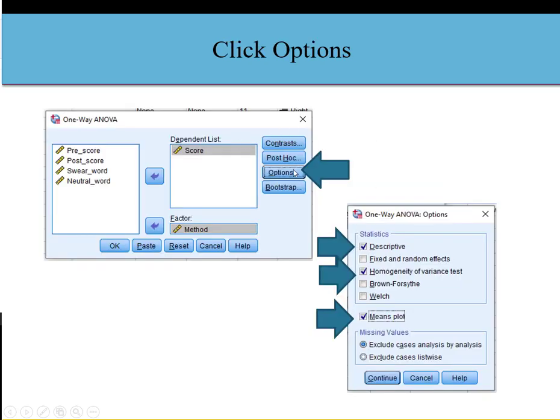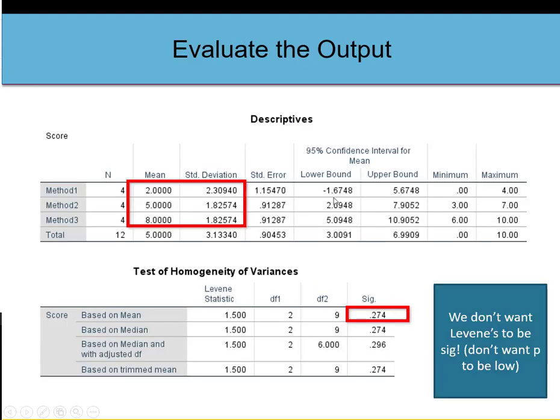Now I've clicked options and this will pop up, and we want descriptive statistics. We want the Levene's test, which is the homogeneity of variance test, and we're going to click the means plot. The first thing we get is descriptive statistics, and we can see a mean of 2, a mean of 5, and a mean of 8. Now we want to know, is there a difference among these 3? And if there is, is it between this group and this group, or this group and this group, or this group and this group?